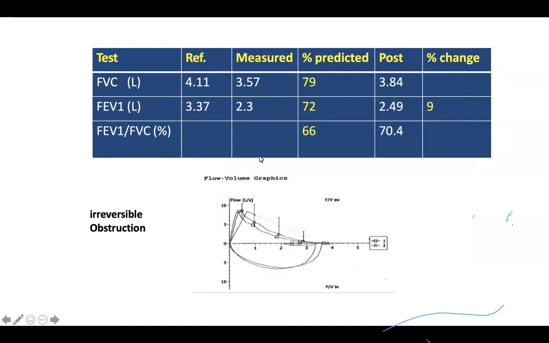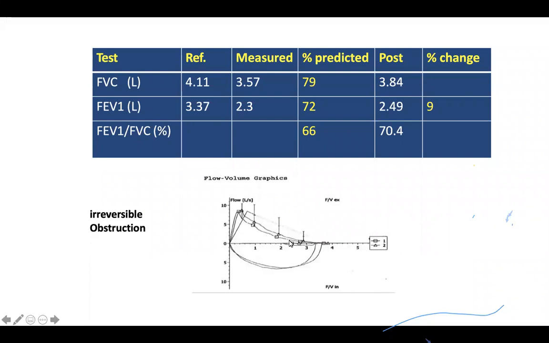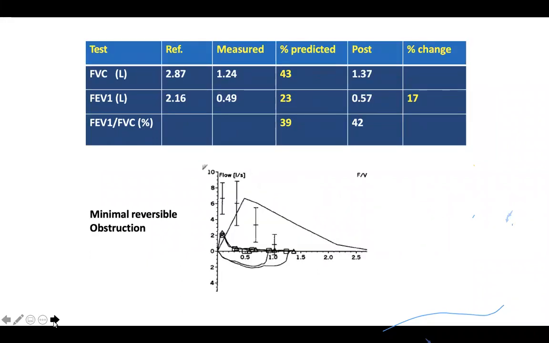Here, we see that the FEV1 has not increased much when compared to the initial one after the bronchodilator is given. Hence, it is an irreversible obstruction. The curves have improved in the previous one, but here there is no improvement in the curves. The other one is minimal reversible obstruction. Again, we see the change is there, but the FVC or the FEV1 have not considerably increased.